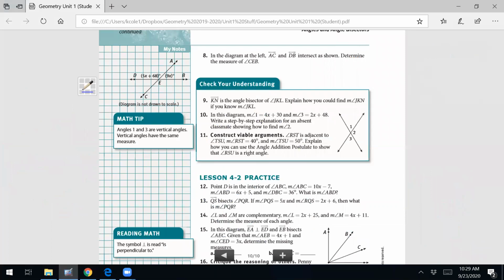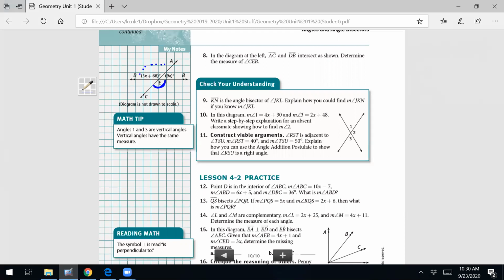homework. So number 8 says, in the diagram at the left, you see line AC is intersecting line BD. Okay, determine the measure of angle CEB. So CEB is this angle here. Now remember that the angle across from it is going to be congruent. So these two things are going to be the same. So if we could figure out what angle DEA is, then we would know what angle CEB is.